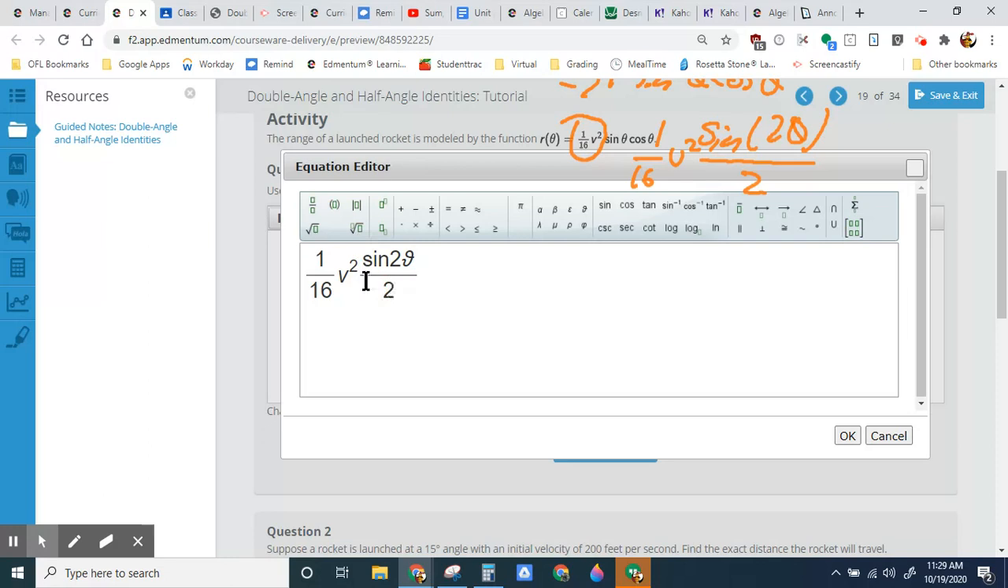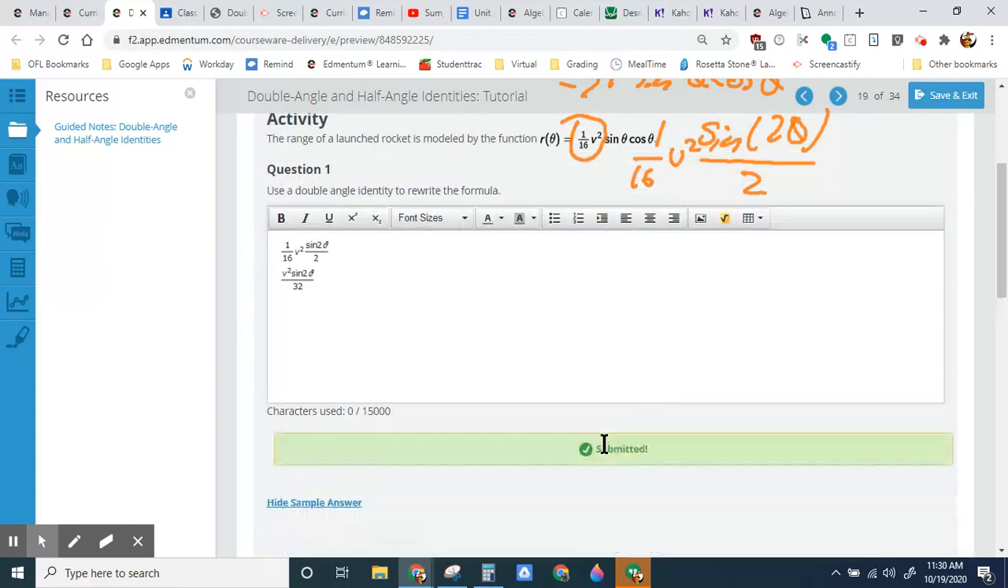This allows me to now just multiply straight across. So I end up getting this sine 2 theta. And I can technically call it v squared. So I'm going to multiply the v. All I'm doing here is multiplying across to make this one nice fraction. So by multiplying across, I do this fraction and this becomes 32. So that's what it would be after we rewrite it.